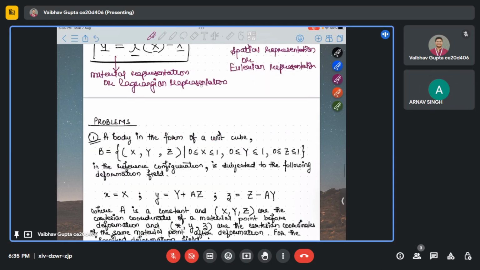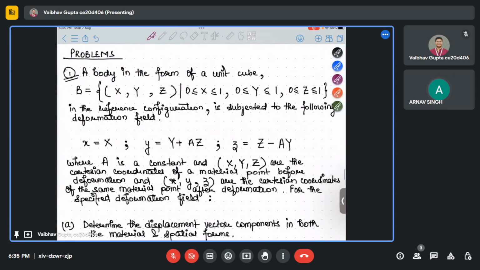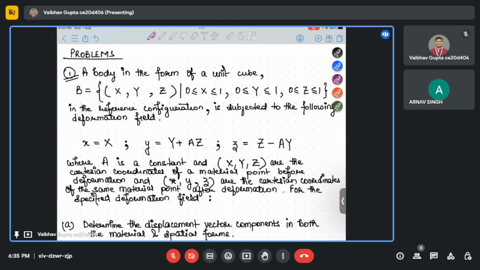Now we'll solve one problem here. Suppose a body in the form of a unit cube is given by this. I said we'll define a body like this in the continuous representation. The body consists of x, y, z particles, where the x particle varies from 0 to 1, the y particle varies from 0 to 1, and the z particle varies from 0 to 1. It will form a cube similar to the type of cube that I have drawn earlier.